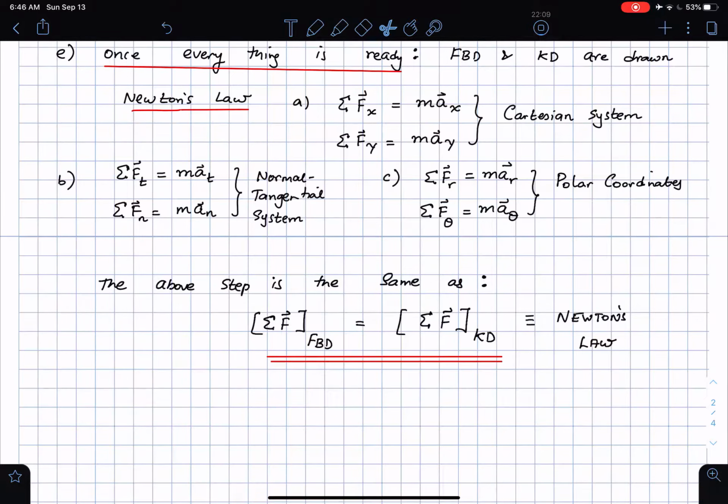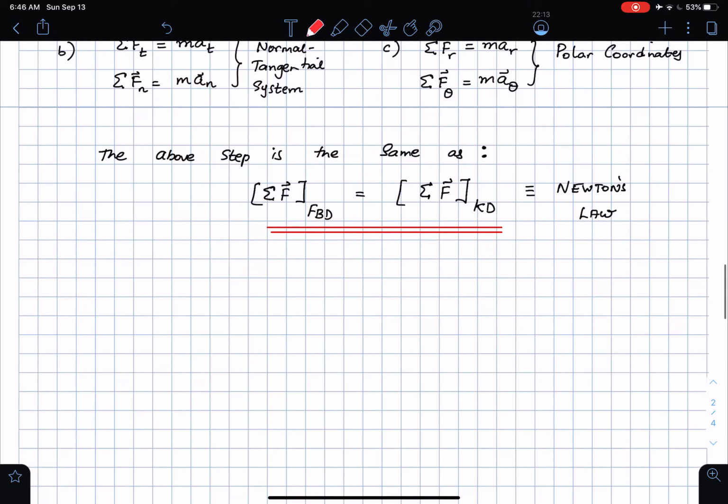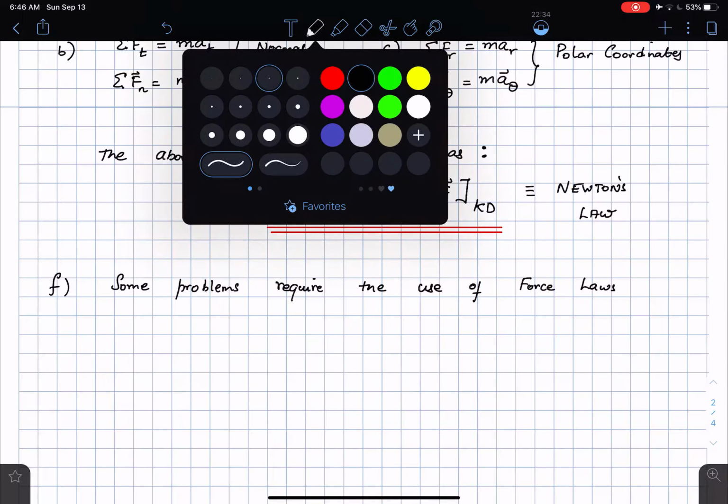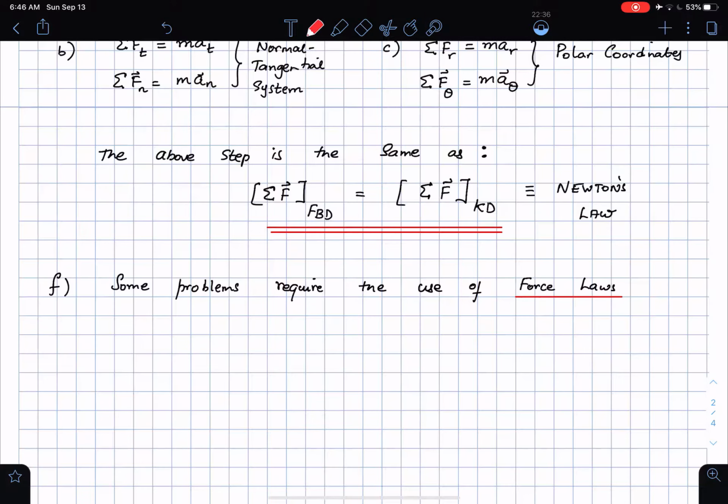Then once in a while, we will encounter force laws, which will be useful for us. I'm going to call that point F. So some problems require the use of force laws. There are only two that are of interest to me here. One is the spring force law.